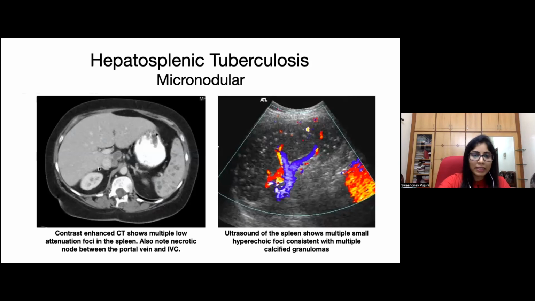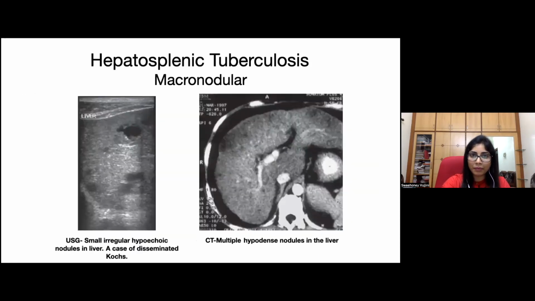This is a contrast-enhanced CT of spleen showing low attenuation foci, and also we can note the necrotic node between the portal vein and the IVC. This is the ultrasound of the spleen showing multiple small hyperechoic foci consistent with multiple calcified granulomas. Next is the macronodular hepatosplenic tuberculosis.